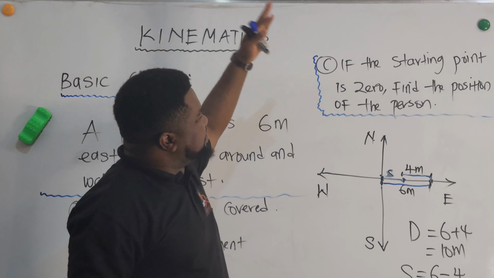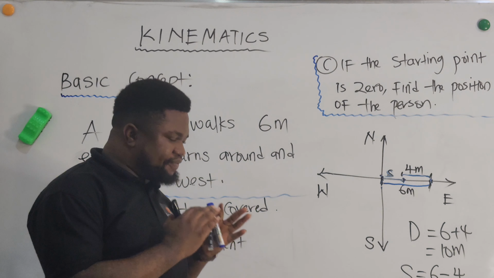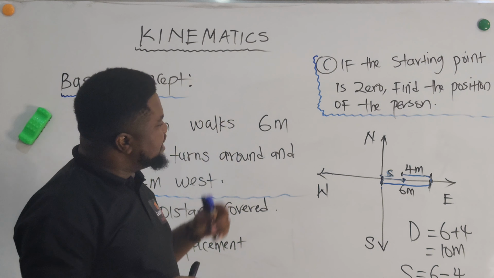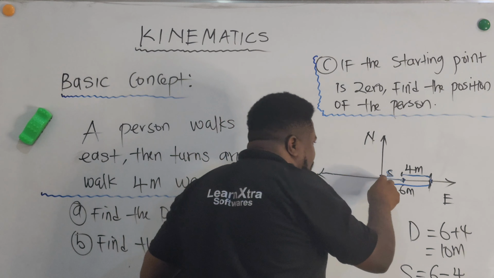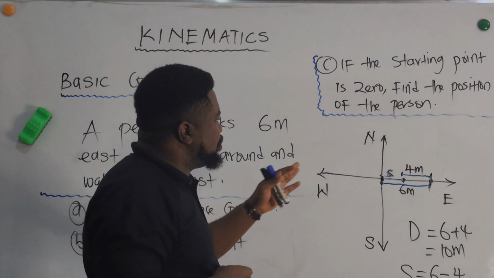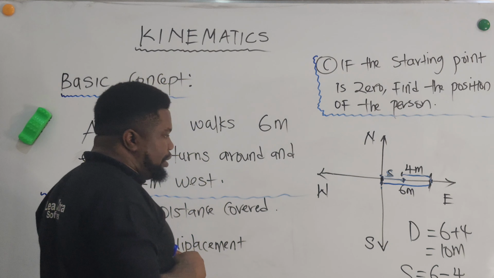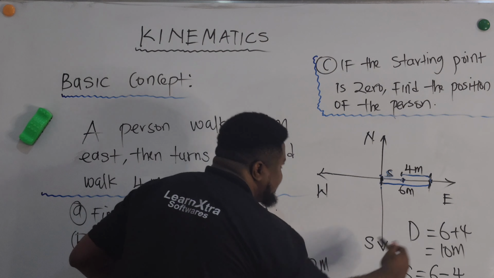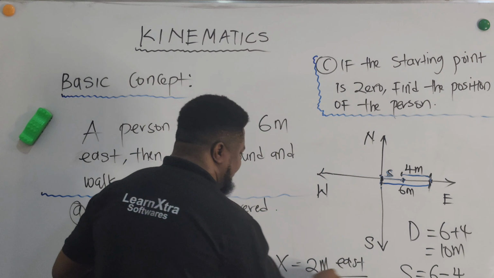Now, question 6 says, if the starting point is 0, I told you earlier, positioning must give you a reference point. Position must have a reference point. Here it says, if the initial position is 0, that's the origin, find the position of the person. It's simple. The person's position now, let's use X, will be equal to 2 meters east. That's my position.